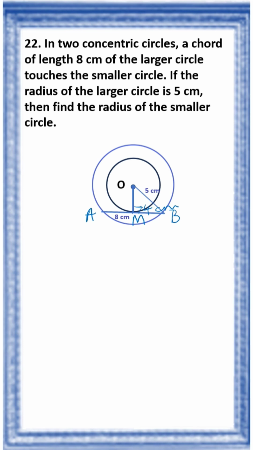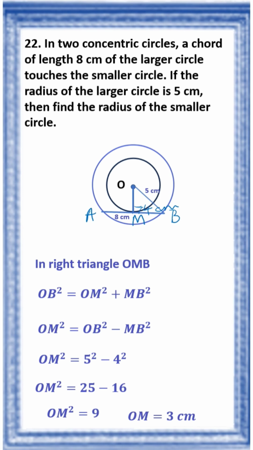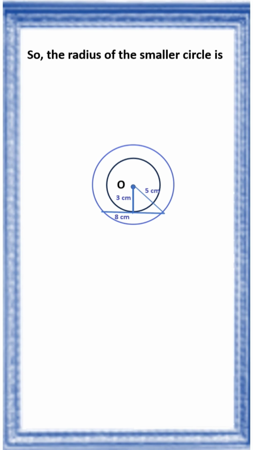So in the right triangle OMB, we have OB square is equal to OM square plus MB square. Now OM we have to find out. So OM square is equal to OB square minus MB square. Let us substitute the values. OB is 5, MB is 4. How did we get 4? Half of 8 centimeter. OM is the perpendicular bisector of AB. So 4 plus 4, 8. So OM square is 25 minus 16, that is equal to 9. So OM is 3 centimeter. So the radius of the smaller circle is 3 centimeter.